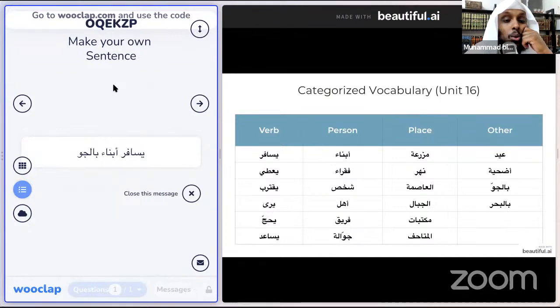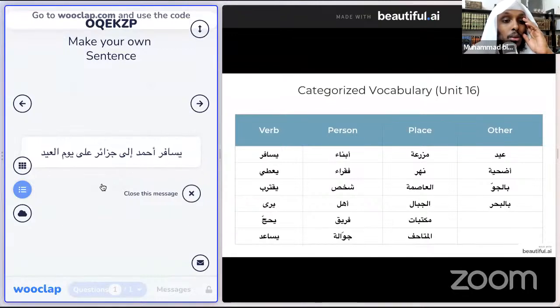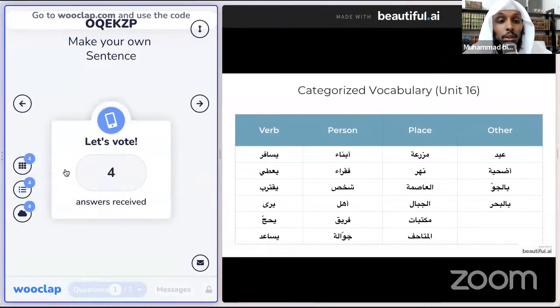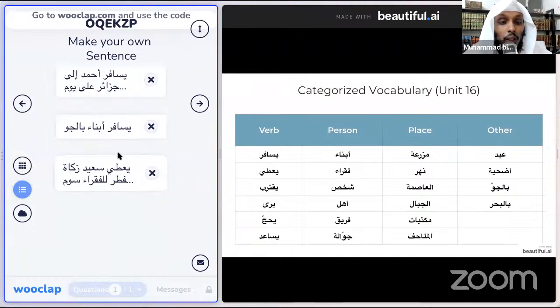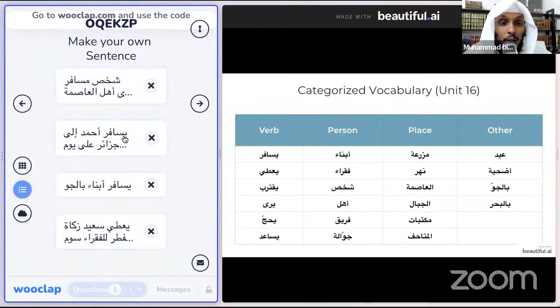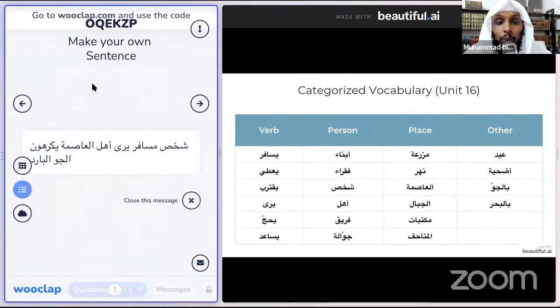يسافر أبناء بالجو. Okay, this one over here, there is cause for concern. We'll talk about that in a moment. يسافر أحمد إلى الجزائر على يوم العيد. Okay, so I'll post that one as well. So far we have these two sentences that have mistakes in them, or, sorry, should I say learning opportunities.